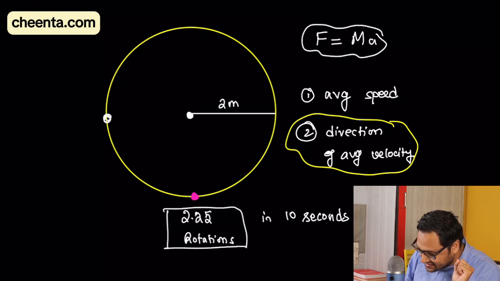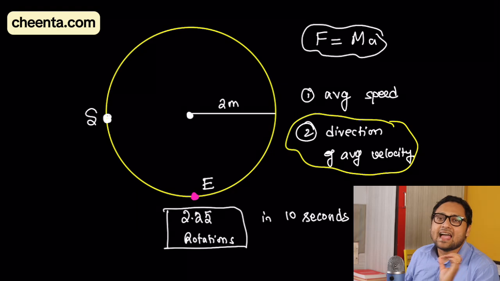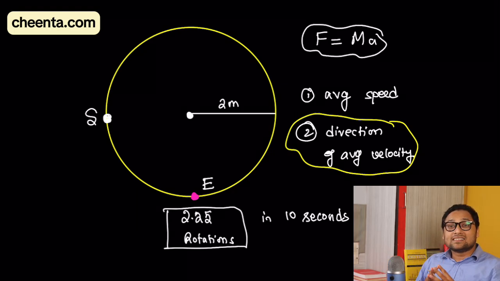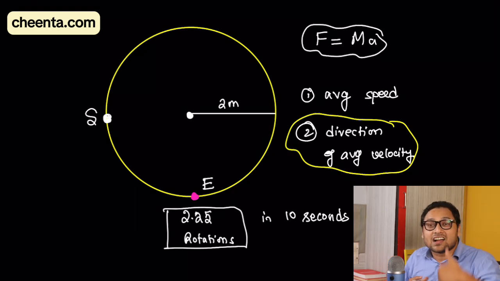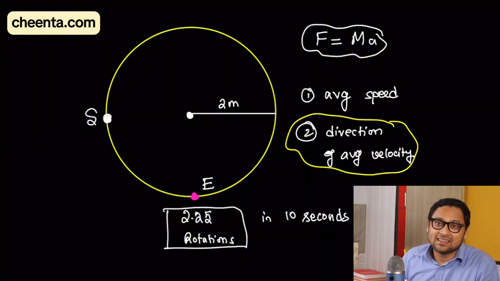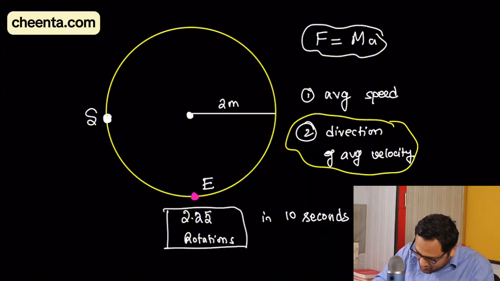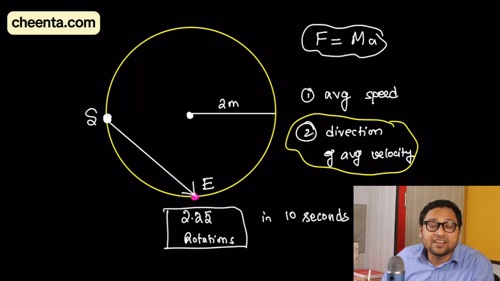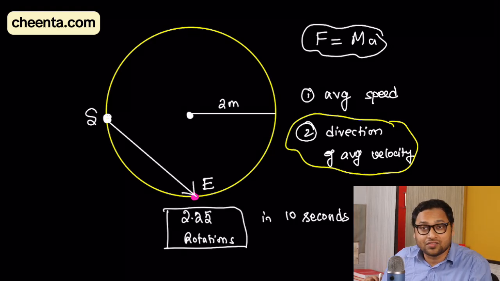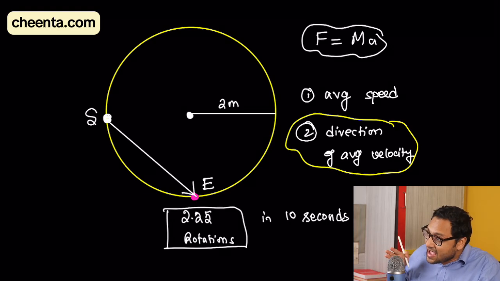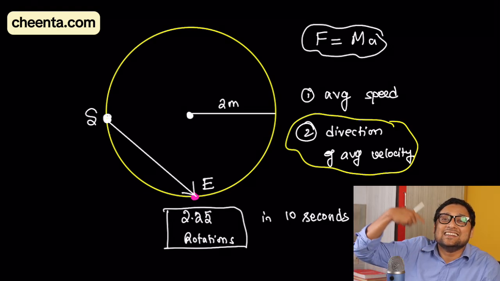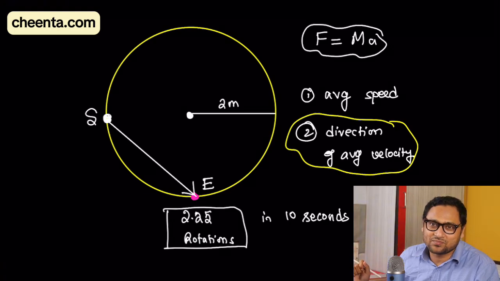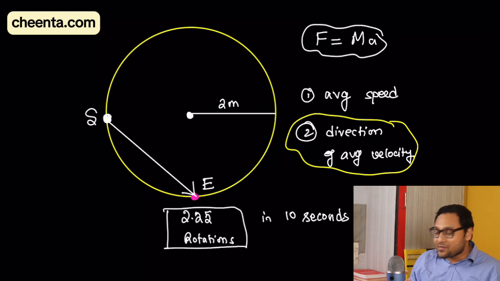Okay, so let's mark this point. This is my starting point S, this is my ending point E, and we are done because we can just join the start point with the end point by an arrow. So here we go. This is the arrow of the average velocity of the particle, and the arrow's direction is the direction of the average velocity.